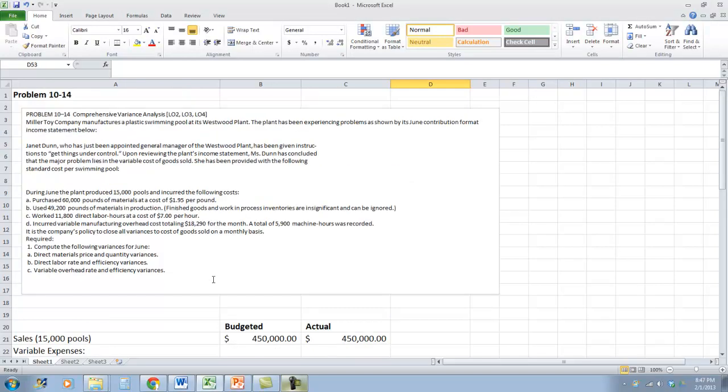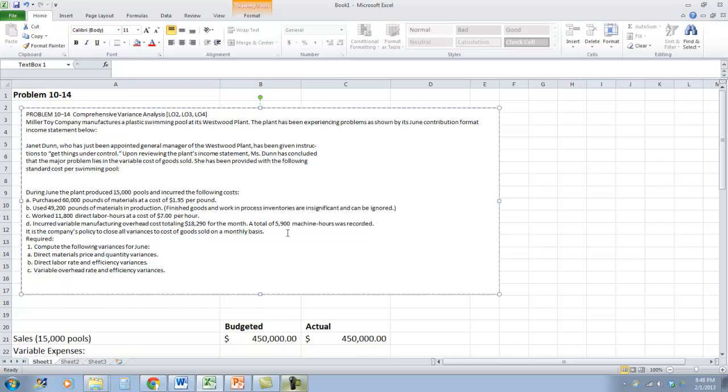Okay, problem 10-14. We are talking about a comprehensive variance analysis. Miller Toy Company manufactures a plastic swimming pool at its Westwood plant. The plant has been experiencing problems as shown by its June contribution format income statement. Janet Dunn, who has been appointed the general manager of the Westwood plant, has been given instructions to, quote unquote, get things under control.